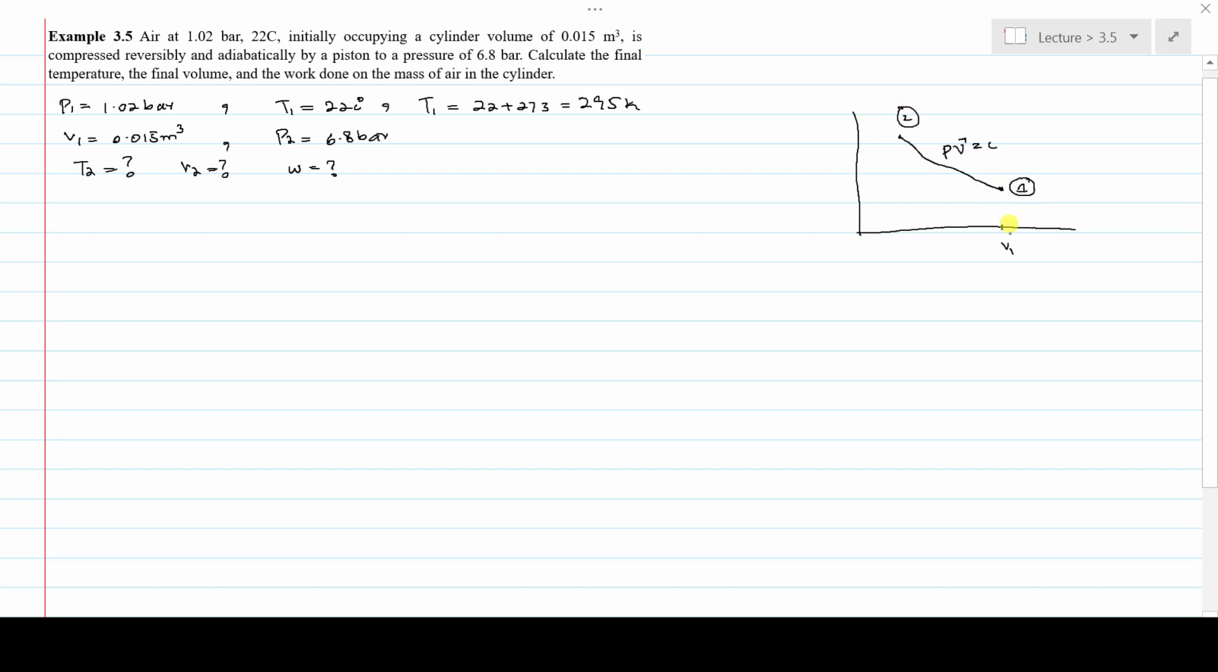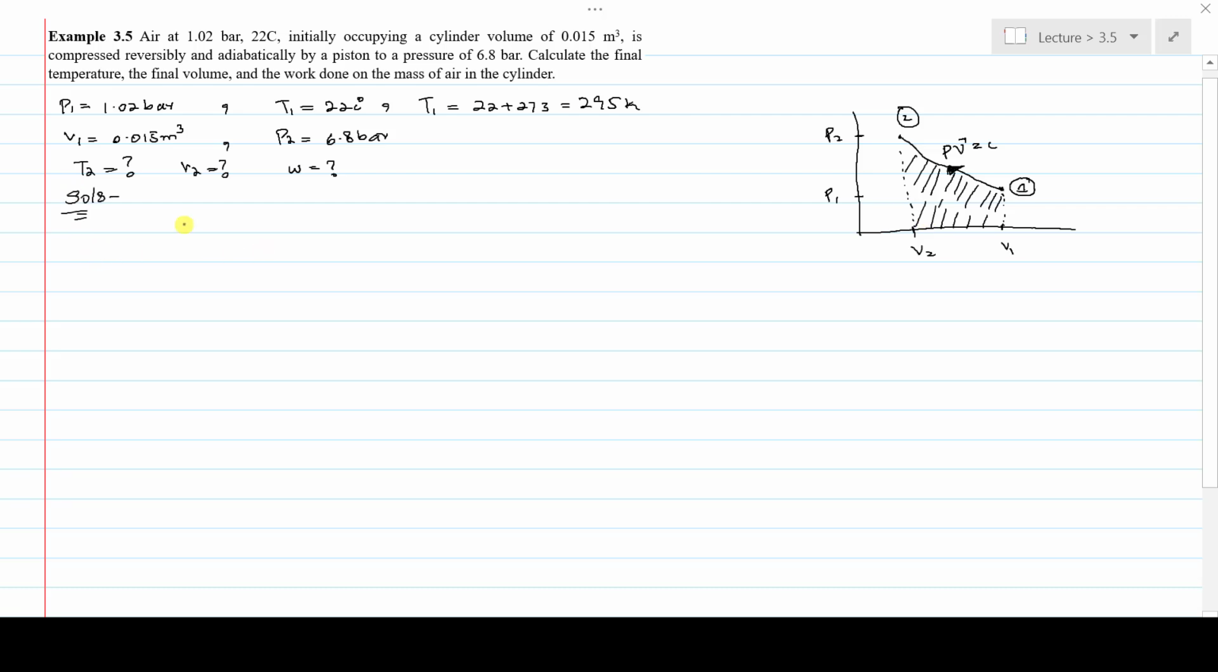The volume here is V1, the volume here is V2, the higher pressure here is P2, which is 6.8 bar. Here the pressure is P1. The area under this curve represents the work that is required in order to compress the gas from the initial state to the final state. Now let's come toward its solution.